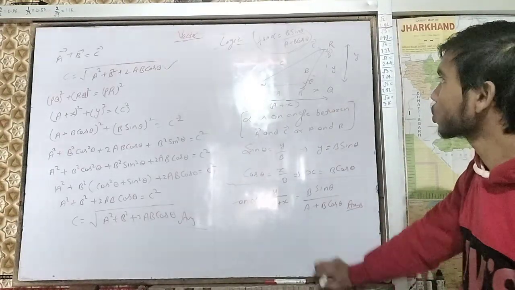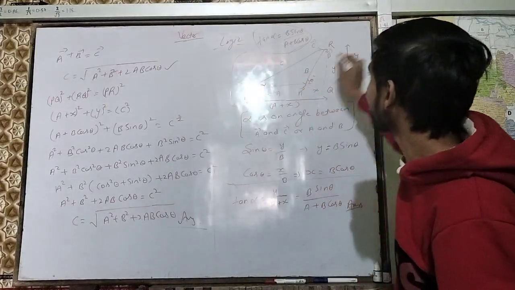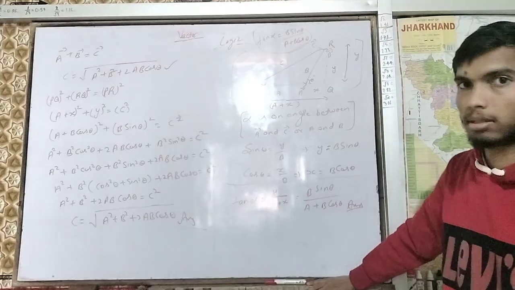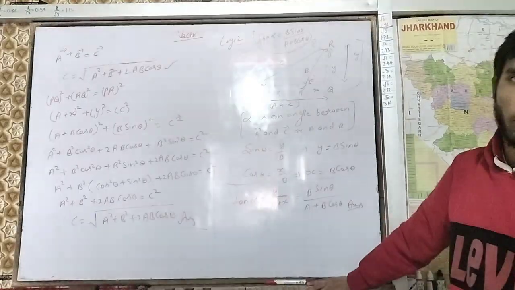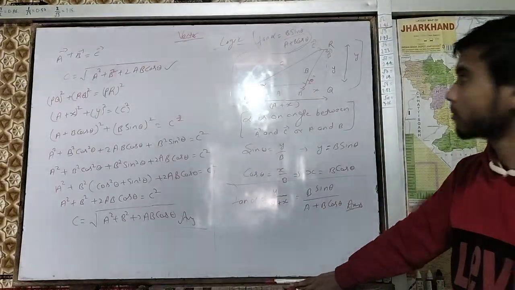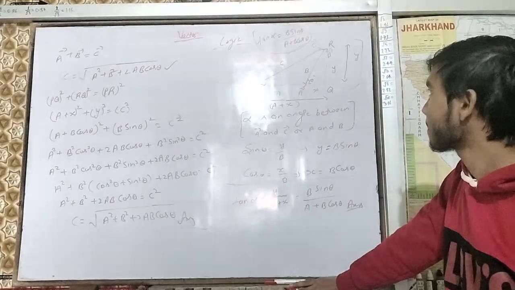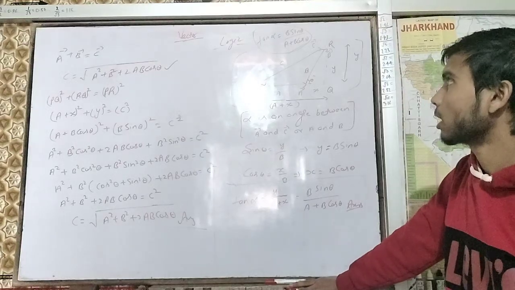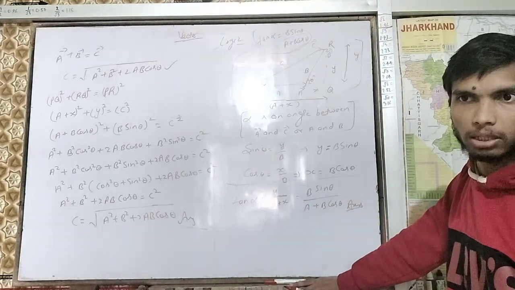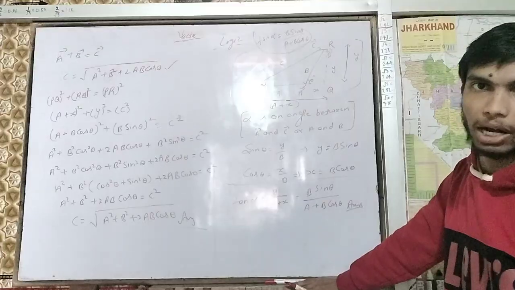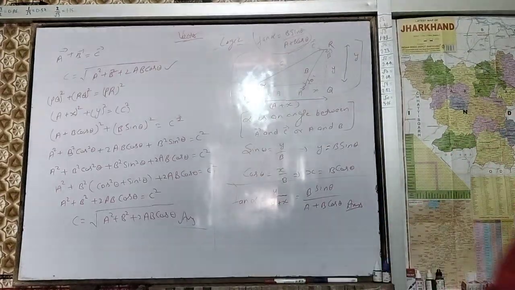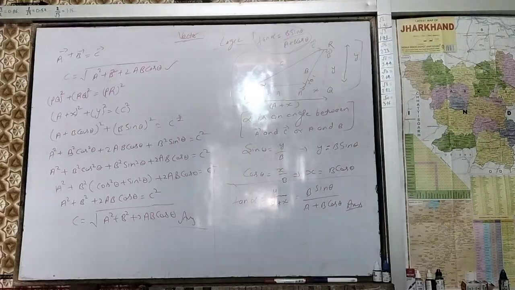You just have to analyze this figure, and you can easily understand how these two formulas came. I hope we are in the discussion of a triangle. We are observing this by using a triangle. Okay, so I hope this part is done. Now let's move ahead.